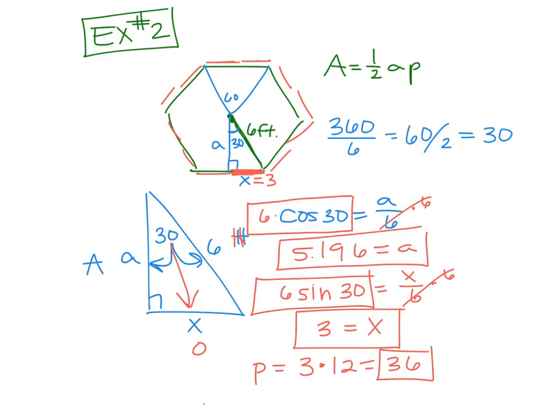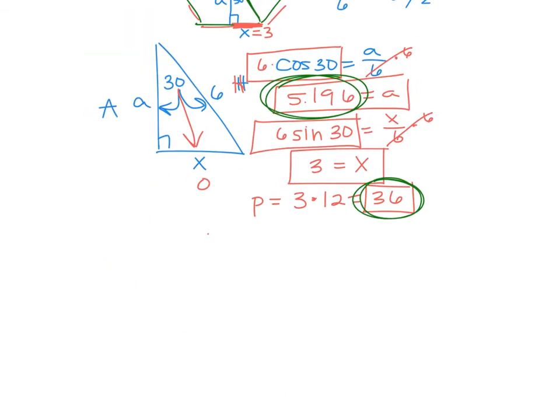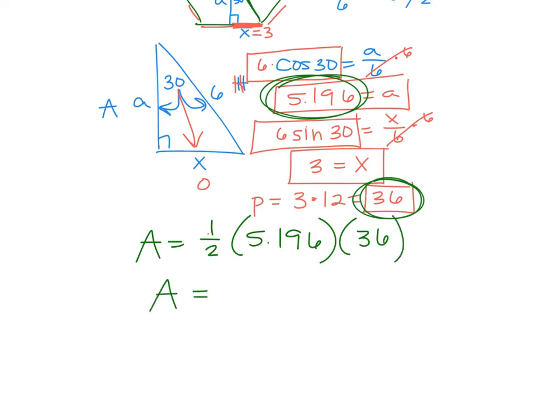Okay, so now look at your formula. 1/2 AP. Plug that into your formula. So area equals 1/2 times the apothem times the perimeter. And when you plug that in, you get an area to the nearest tenth of 93.5 square feet.